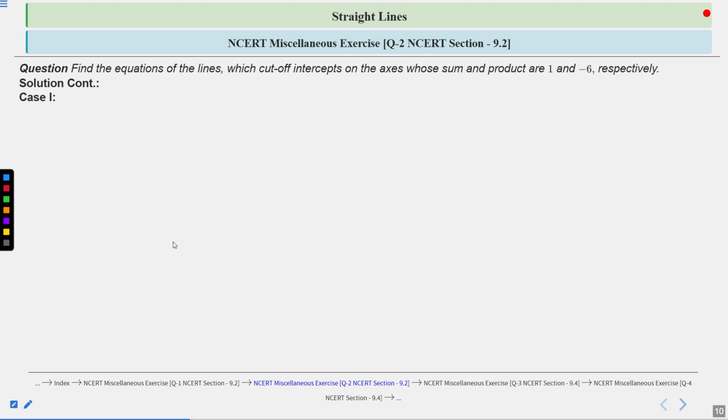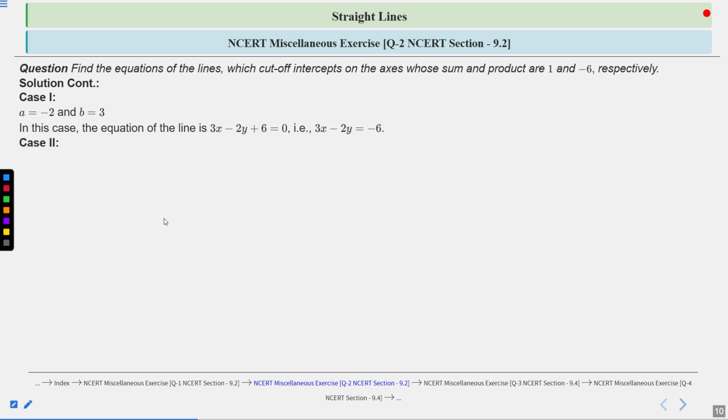Now in case 1, we are taking the value of a as minus 2 and b as 3. In this case the equation of the line is 3x minus 2y plus 6 equal to 0. Here we substitute a is minus 2 and b is 3 in the previous equation, and we obtain 3x minus 2y plus 6 equal to 0. If we rewrite this equation, we obtain 3x minus 2y equal to minus 6.